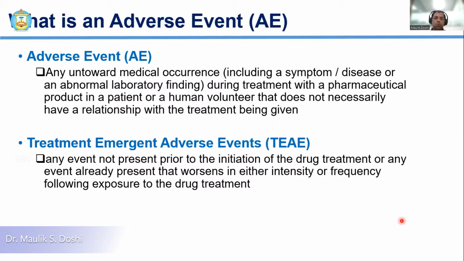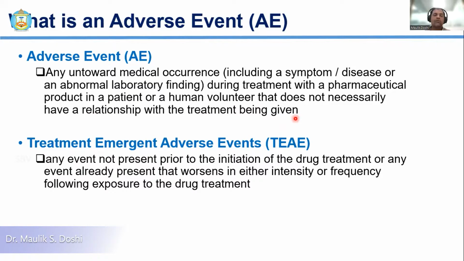First of all, before going to SAE reporting, it is important that we understand what an adverse event is. Let's go step by step from the basics. Remember, an adverse event is any untoward medical occurrence, which includes a symptom, disease or abnormal finding, during treatment with a pharmaceutical product in a patient or human volunteer, that does not necessarily have a relationship with the treatment being given. So whenever you observe something abnormal, like nausea or vomiting, it can be considered an adverse event.